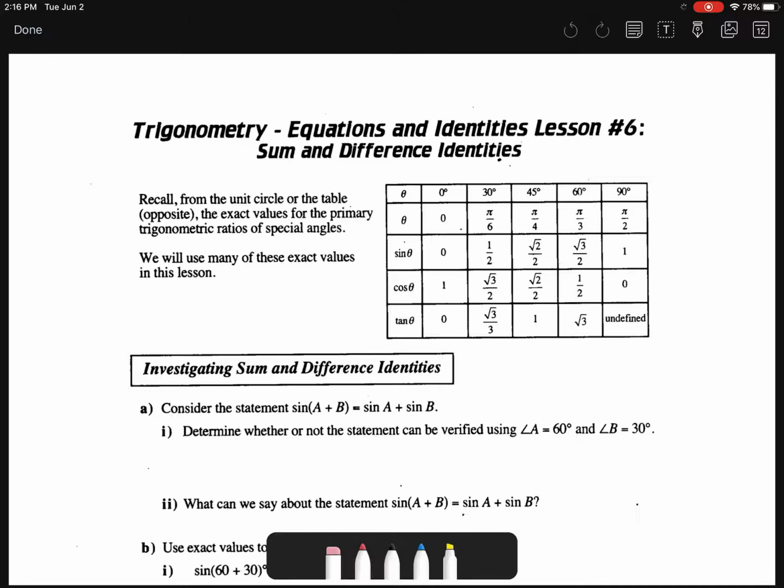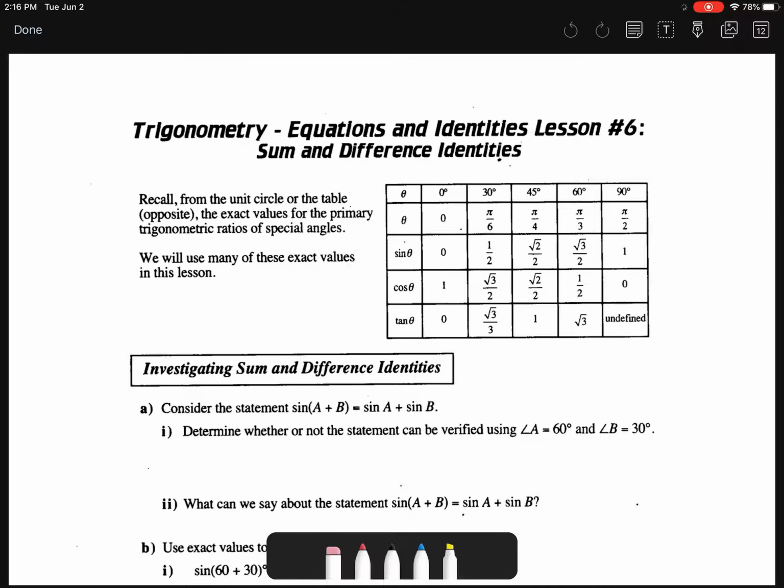Hi, Math 30-1s. Carrying on today with trig equations and identities, lesson 6. We learned several new identities today, and they were referred to as the sum and difference identities. So in the title, obviously, we can see that sum, adding, and difference, subtraction, is what we are looking for when we want to use these identities to either prove something is true or eventually to solve an equation, which we will do in a couple of lessons.